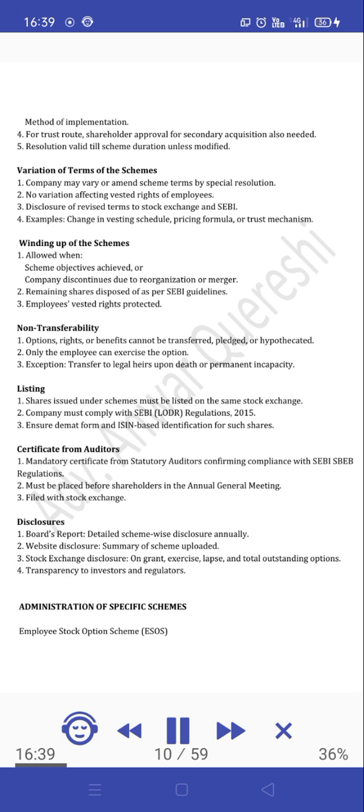Certificate from auditors. 1. Mandatory certificate from statutory auditors confirming compliance with SEBI SBEB regulations. 2. Must be placed before shareholders in the annual general meeting. 3. Filed with stock exchange.